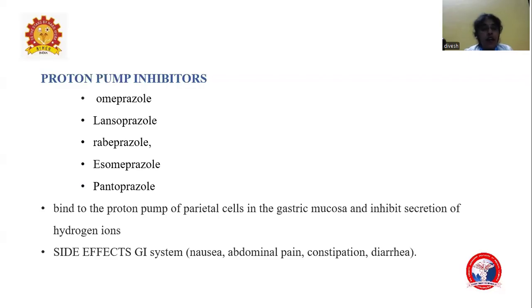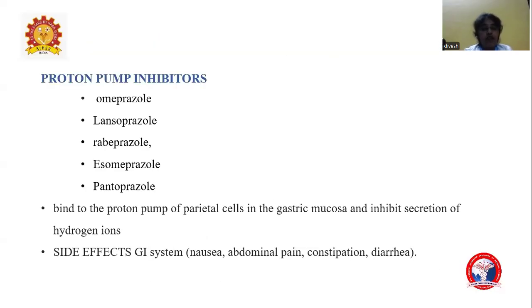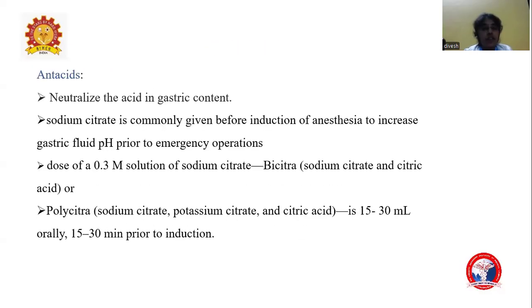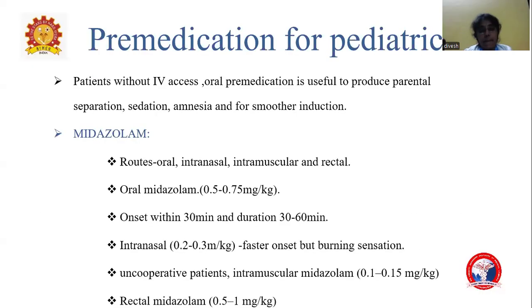Proton pump inhibitors are omeprazole, lansoprazole, rabeprazole, esomeprazole, and pantoprazole. They bind to the proton pump of the parietal cells in the gastric mucosa and inhibit the secretion of hydrogen ion. The side effects are nausea, vomiting, abdominal pain, constipation, and diarrhea. These are all the drugs which we use for reducing the risk of aspiration: proton pump inhibitors, H2 receptor antagonists, antacids. Most commonly we use proton pump inhibitors.